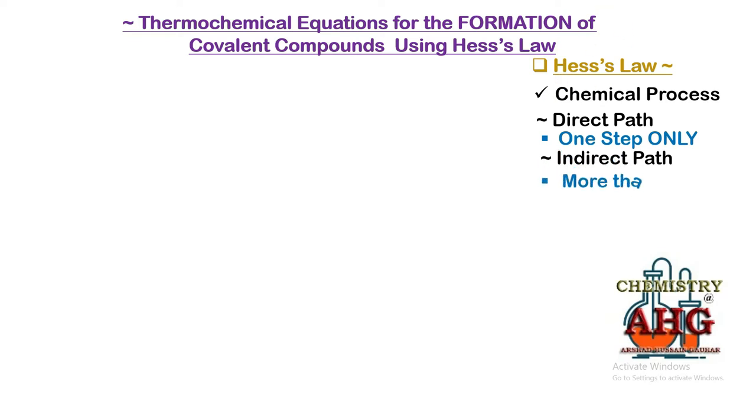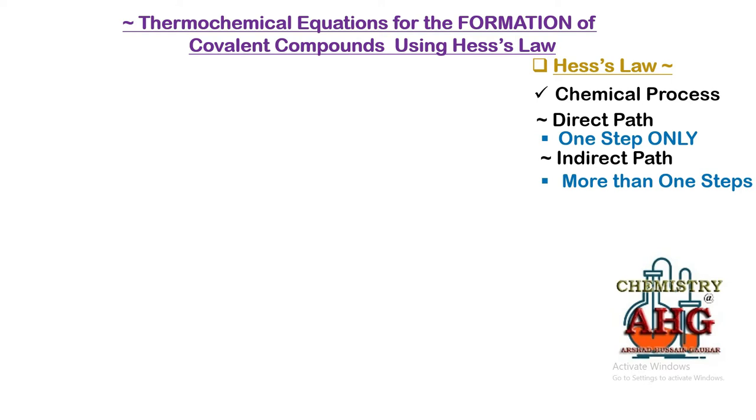So this is one simple information we must remember, that every chemical process can be completed using one step only, or there might be more than one step. More than one step can be either two steps, three steps, or four steps. Any number of steps greater than one will be considered as indirect path. This is one piece of information.